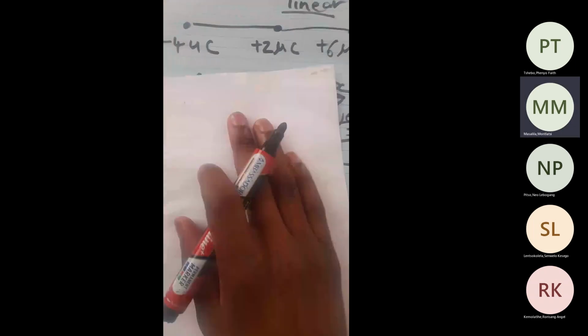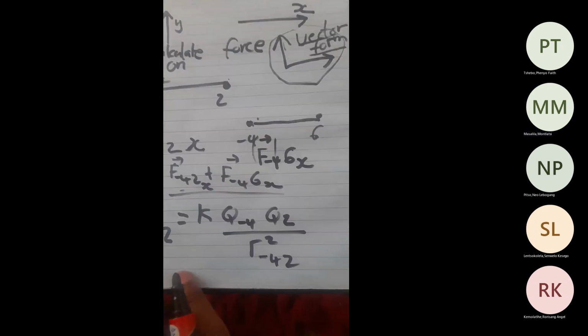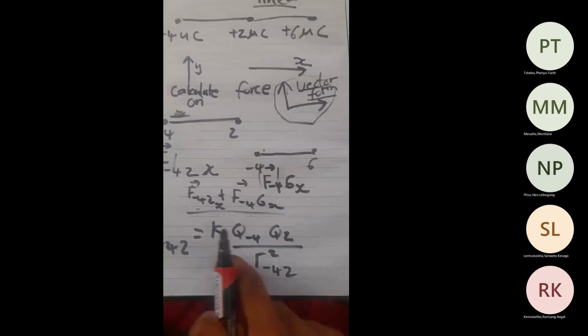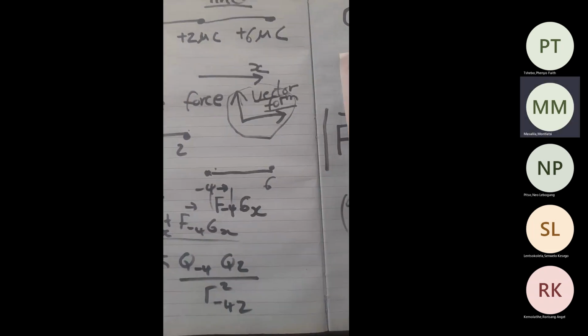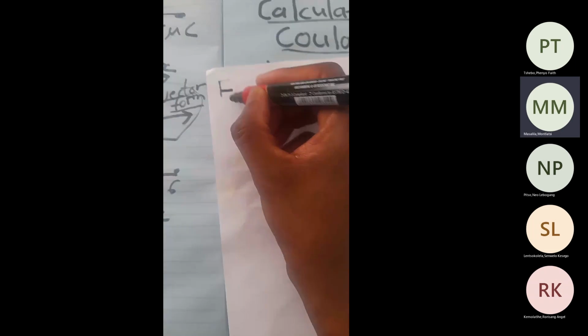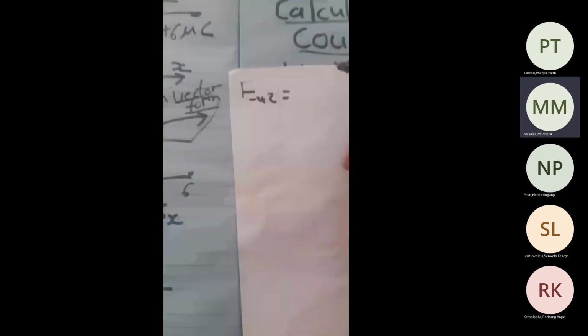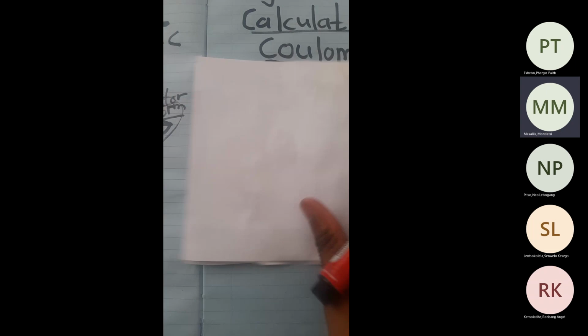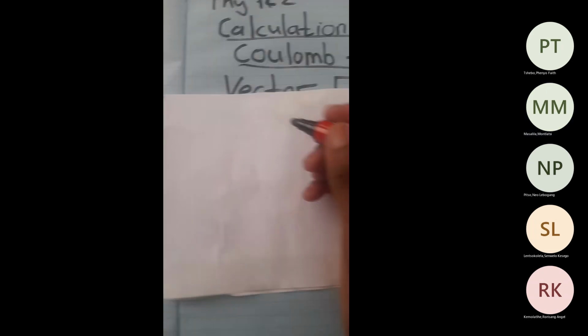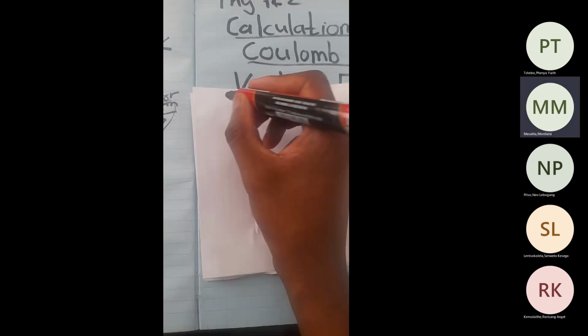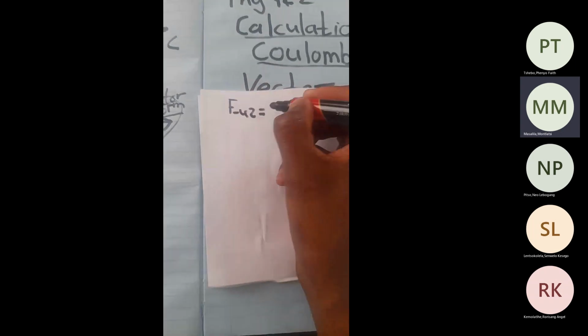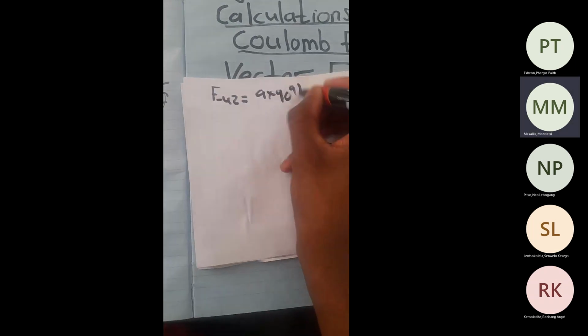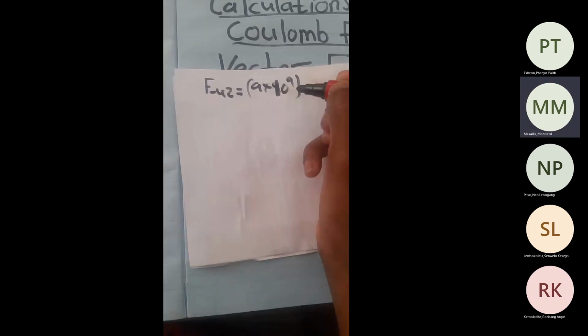Distance should always be in meters. And this is our formula. The force on Q4 due to Q2: K is always 9 times 10 to the power 9. That is always our K. Let me put it like this: the force on Q4 due to Q2 is going to be equal to 9 times 10 to the power 9.